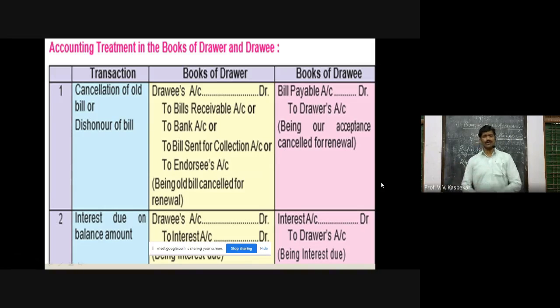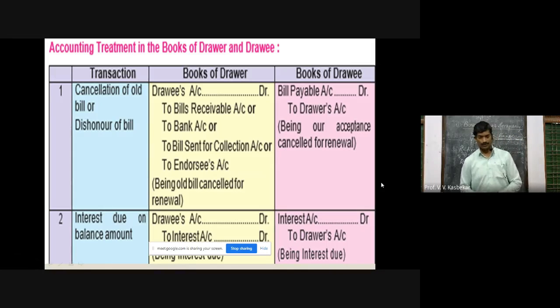In the books of drawee, we will make just one entry, bills payable account debit to drawer's account, because once again the drawer is going to be creditor for the drawee. Second entry, interest due on balance amount. Drawee's account debit to interest account, interest account debit to drawer's account.